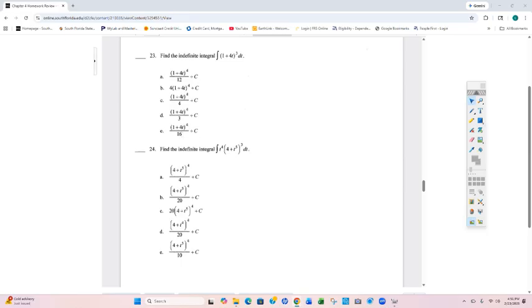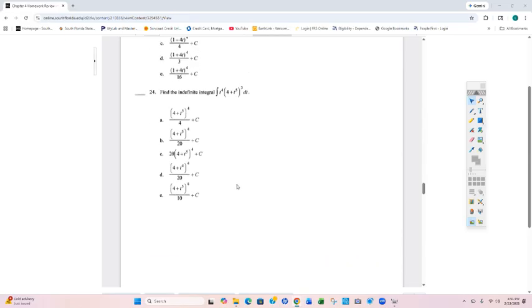The answer to number 23 is E. That is from section 4.5. Number 24, find the indefinite integral of t to the fourth times, in parentheses, 4 plus t to the fifth, to the third power, dt.